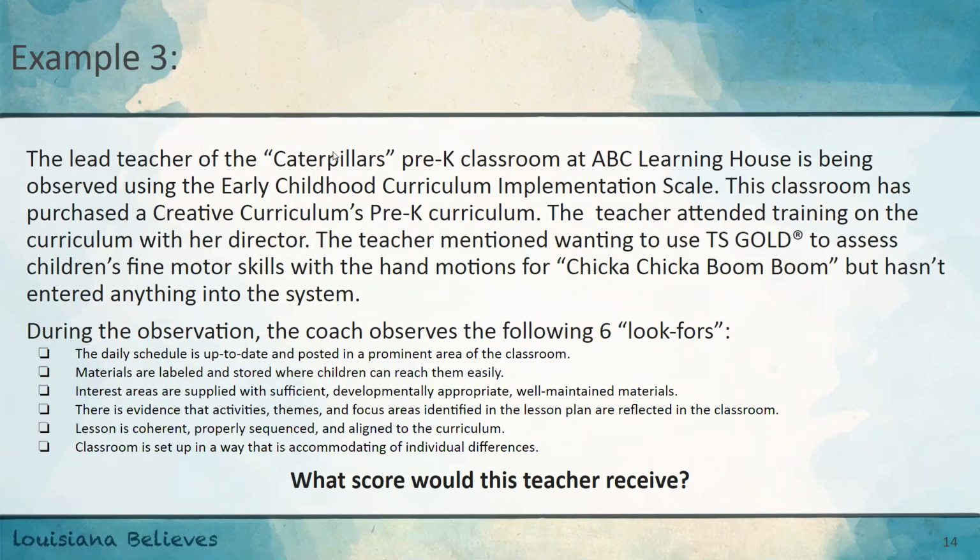And a third example, the lead teacher of the Caterpillar's pre-K classroom is being observed using the Early Childhood Curriculum Implementation Scale. This classroom has purchased Creative Curriculum's pre-K curriculum. The teacher has attended training on the curriculum with her director. The teacher mentioned wanting to use GOLD to assess children's fine motor skills with the hand motions for Chicka Chicka Boom Boom, but hasn't entered anything into the system. During the observation, the coach observes the following 6 look-fors. What score would this teacher receive?